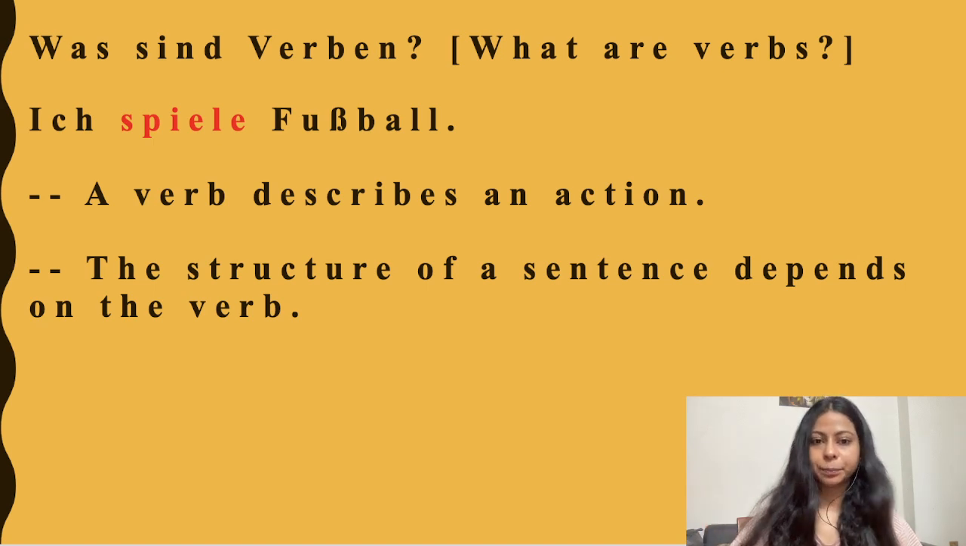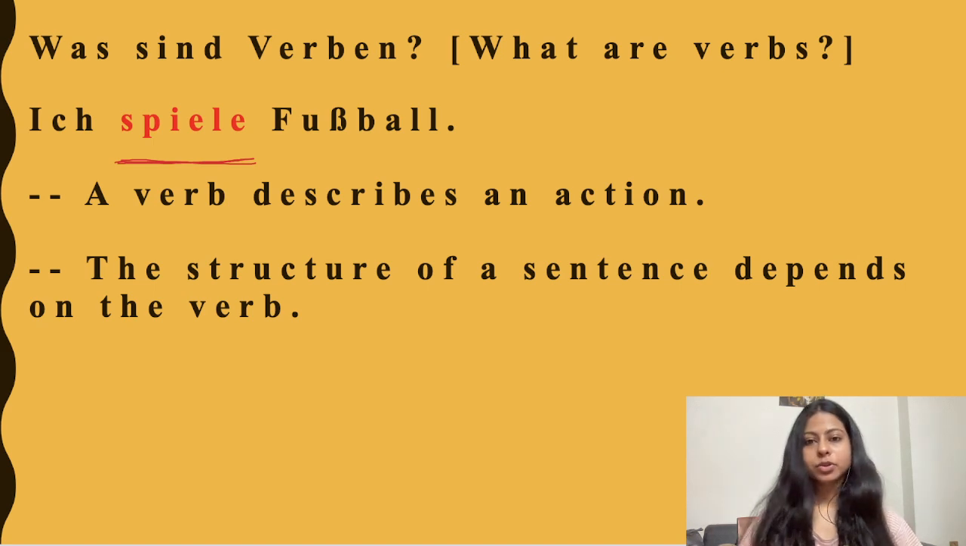So, for example, ich spiele Fußball. So, here spielen is a verb. The verb here is spielen, and this is conjugated. That we will see further. What is conjugation? How the verbs are conjugated, so on and so forth.